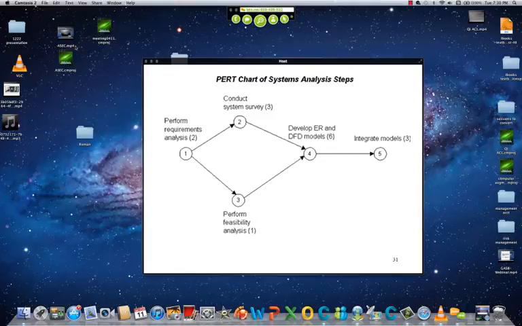Let's say here it's weeks. For the first stage, you need to perform requirement analysis: you need 2 weeks. To conduct the system survey, you need 3 weeks. To perform feasibility analysis, you need 1 week. To develop ER and DFD models, you need 6 weeks. Finally, to integrate models, you need another 3 weeks.